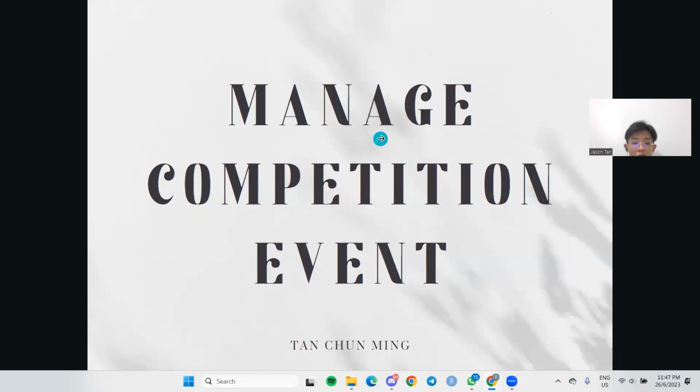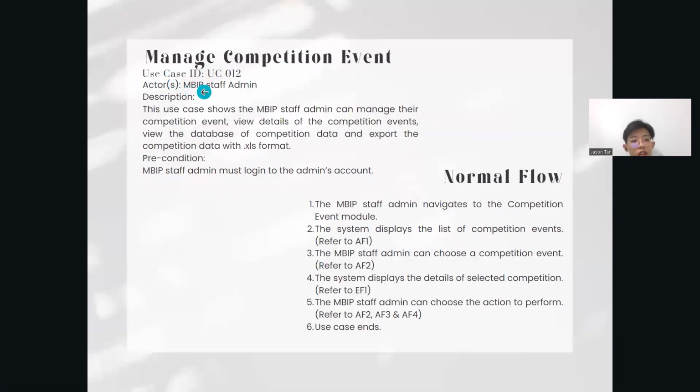So now I'm going to talk about the manage competition event. In this use case, it involves the MBIP staff admin. This use case shows the MBIP staff admin can manage their competition event, view details of the competition events, view the database of the competition data, and export the competition data in the XLS format, which is the Excel format. The precondition for this use case is the MBIP staff admin must log into the admin's account.